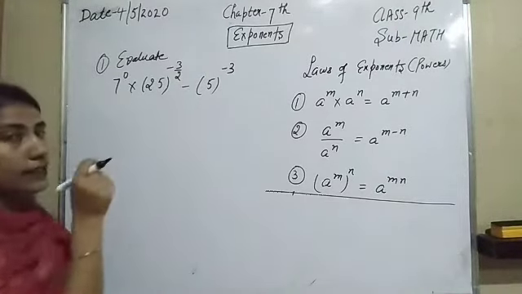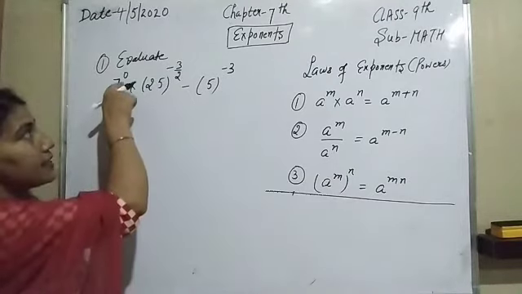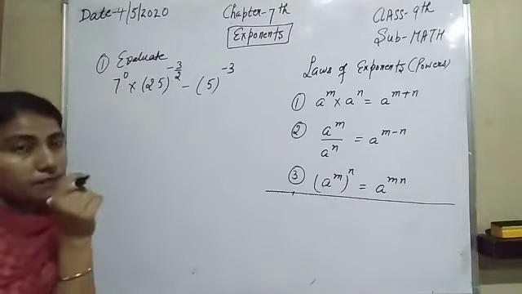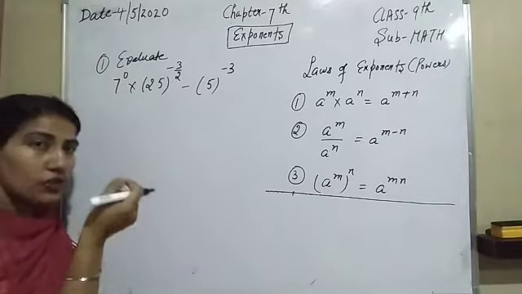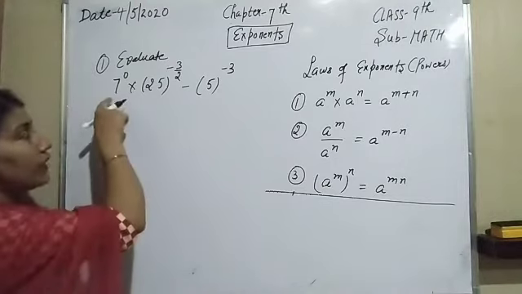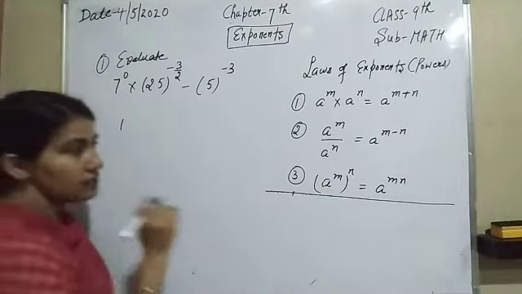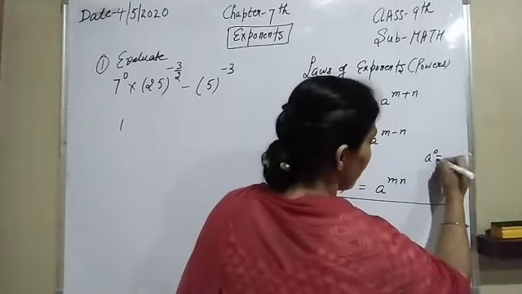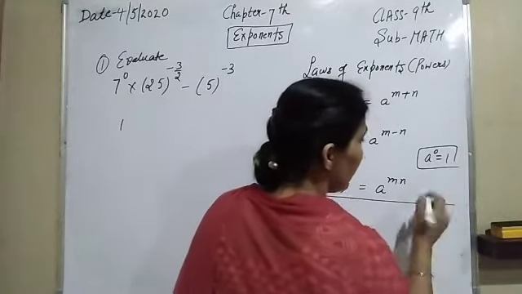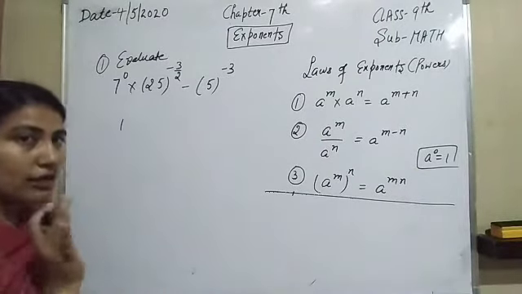Whenever any constant value or any variable has its power 0, it always becomes 1. A raised to power 0, that is 1. X raised to power 0, that is also 1. So whenever we have a power 0, you just have to write it as a 1, because A raised to power 0 is always equal to 1. A can be any value: 1, 2, 3, 4, 5, 2x, 3x, 4x, any value can be there.